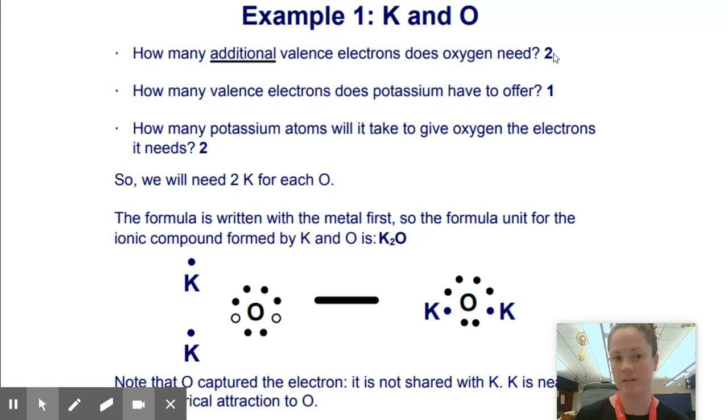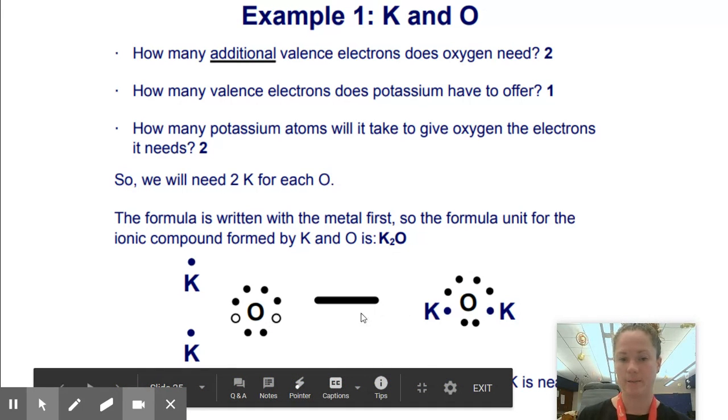Oxygen needs 2 more valence electrons. K has 1 to give, so we would need 2 Ks, which is potassium, and 1 oxygen. So the chemical formula for this, whenever there's 2, we have the subscript that goes with the symbol. So that would be K2O.